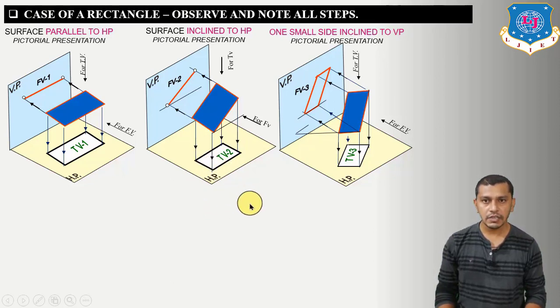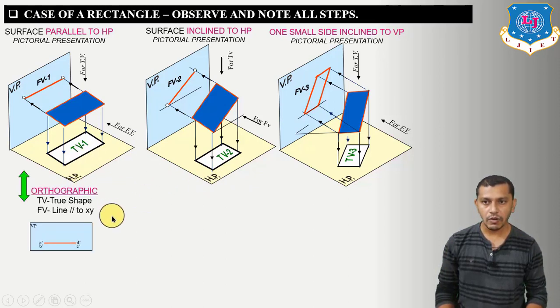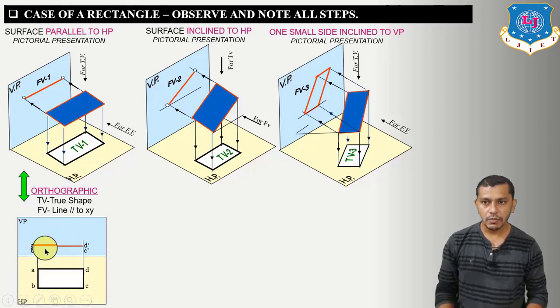Now let us discuss the orthographic pattern in all these three stages. If you want to show the orthographic views of these objects, then we have to rotate the horizontal plane 90 degrees in the clockwise direction. After rotating the horizontal plane 90 degrees clockwise, we will get the front view like this, and the top view will be projected like this. This is the horizontal plane and this is the vertical plane. And as we have discussed, the top view will be of true shape and the front view will be a line parallel to the XY reference line.